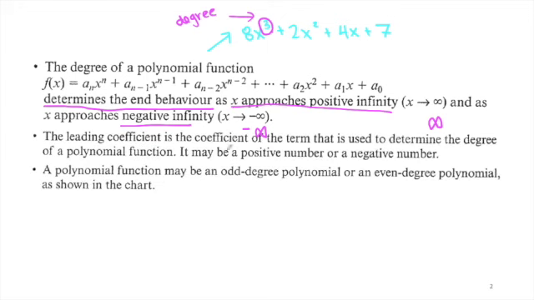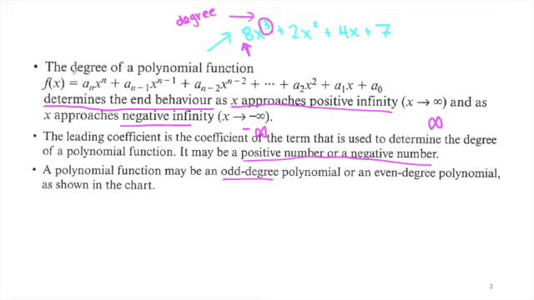Our leading coefficient is the coefficient of the term that is used to determine the degree of a polynomial function. So your leading coefficient here would be 8 because we use the degree 3. Okay, it may be a positive or negative number. If it's positive or negative, it's actually going to help us, okay? A polynomial function may be an odd degree, so an odd degree would be 1, 3, 5, 7, 9, etc., or even degree, so 2, 4, 6, 8, as you keep going, as shown in the chart, which will be on our next slide, okay?